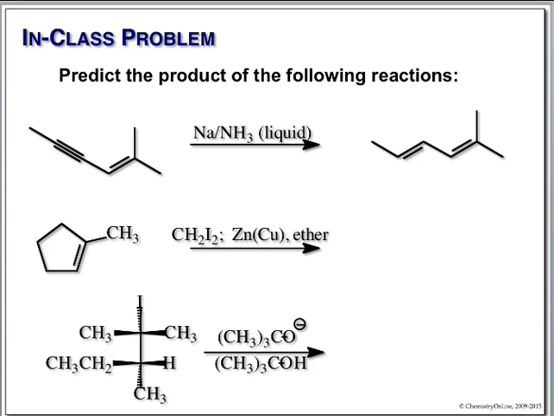Diiodomethane, zinc, copper amalgam, and ether. I have a little witch's brew, but this stuff generates carbene, CH2, neutral CH2. Carbene is very, very electrophilic. It sees this nice pi system sitting here, and the carbene carbon simply sits on top of it. When it does that, it forms a cyclopropane.